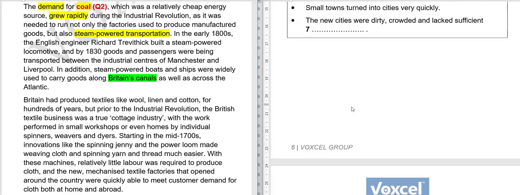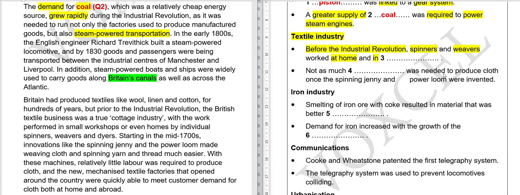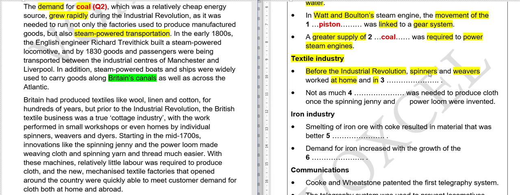Now I will just move on with the next question. So we have to find spinners and weavers. Britain had produced textiles like wool, linen, and cotton for hundreds of years. Let me mark it because it can also be an important word.